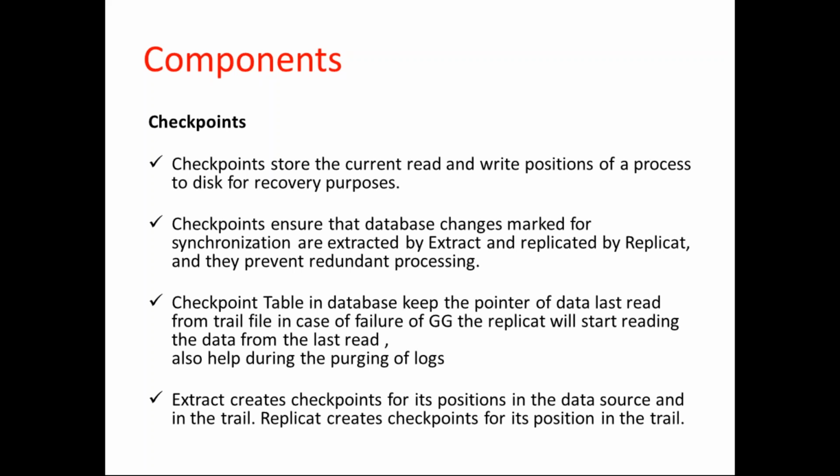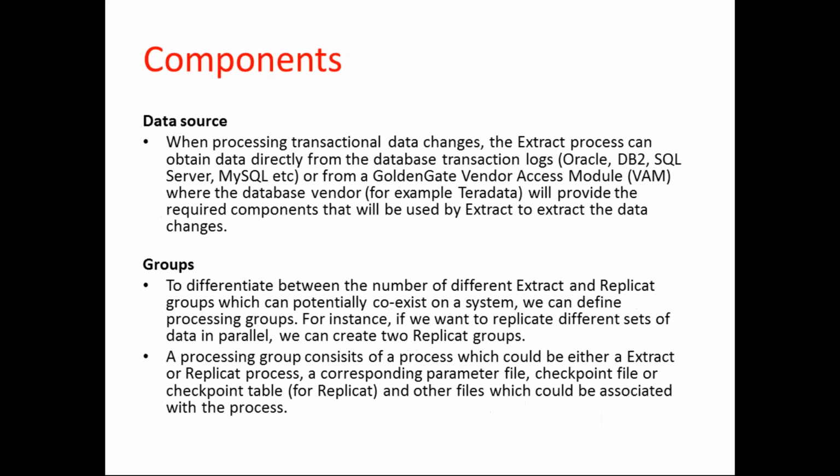So extract creates a checkpoint for its position in the redo log files, and replicat creates a checkpoint for its position in the trail file. Okay, so replicat puts a position in the trail file from where it has to read. Extract puts a position in the redo log files from where it has to read. So these checkpoints keep on incrementing when the read is done.